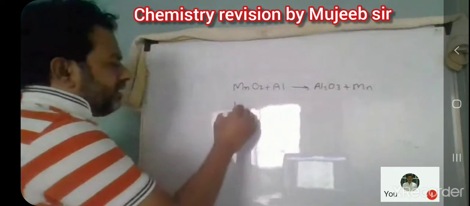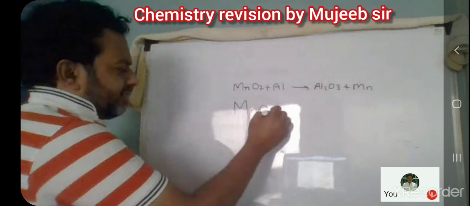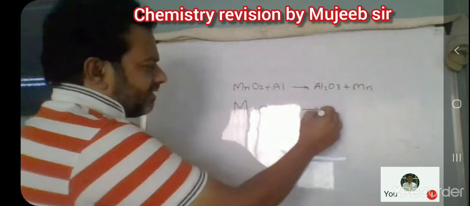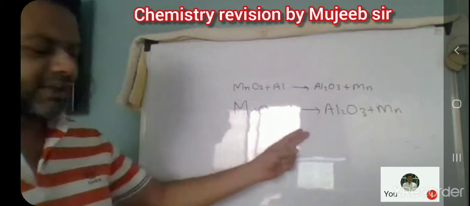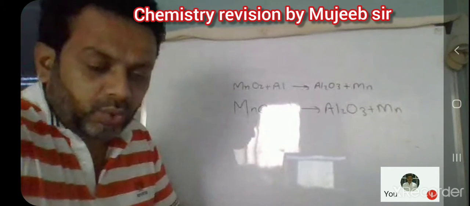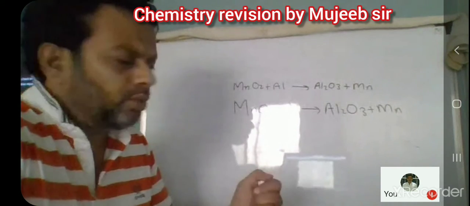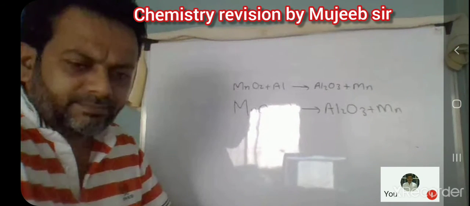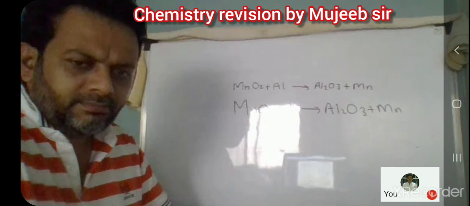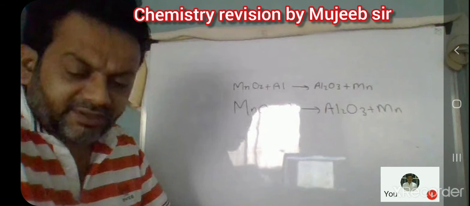Now see, if you look over here, this MnO2 plus Al is giving you Al2O3 plus Mn. See this reaction, it can be categorized into two types of reactions. Who can tell the two categories for the same reaction? Anybody?